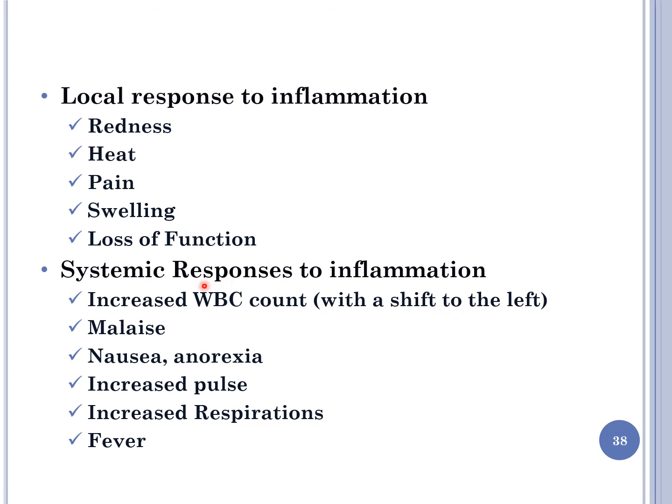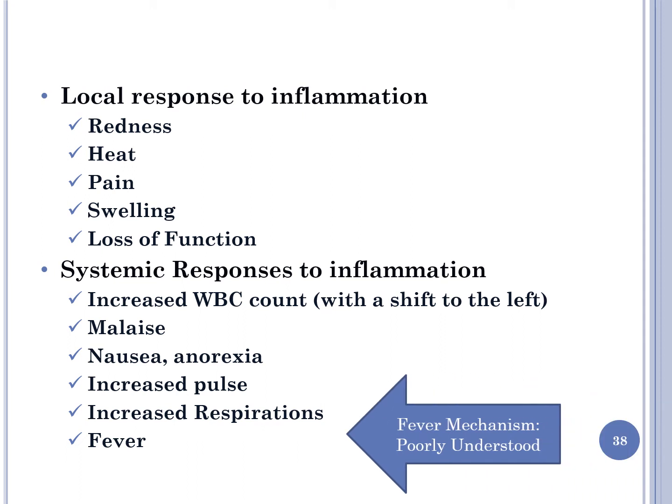And remember we said systemic responses are not going to just happen like that. There's usually some type of microorganism or infection going on. So increased WBC count with a shift to the left, increased numbers of immature white blood cells, usually indicating that there is an infection there. Things like malaise, nausea, anorexia, increased pulse, increased respirations, and a fever. The fever mechanism itself is poorly understood. They're not really sure 100% how a fever gets cooked up in everybody. And apparently it only happens with certain types of bacteria in some patients. So I would wager that it probably has to do with the patient's immune response to begin with.